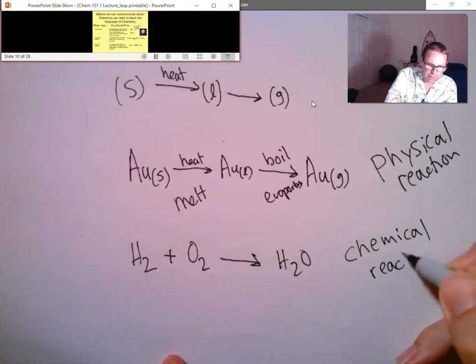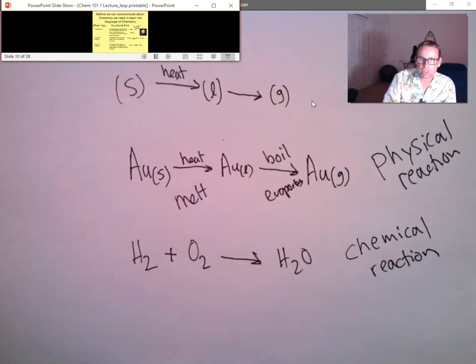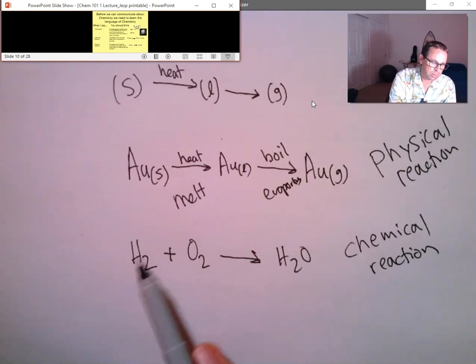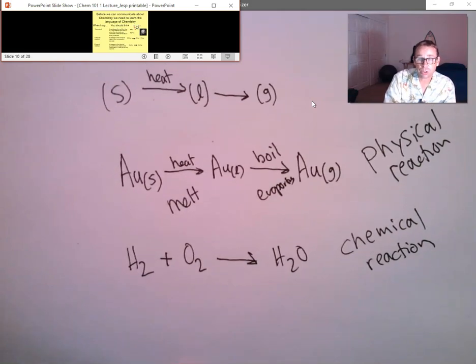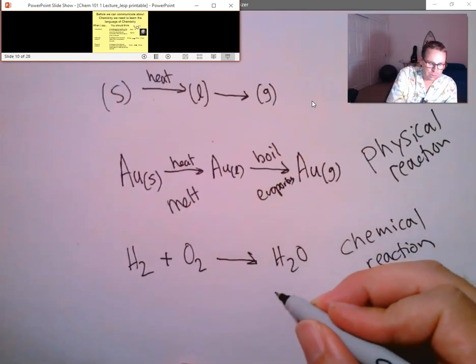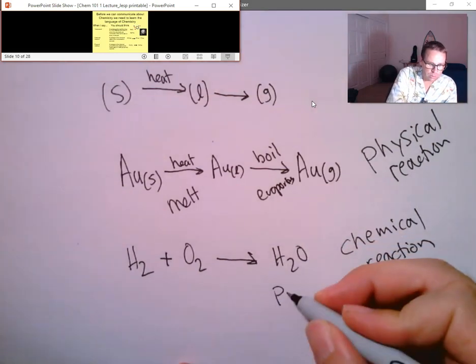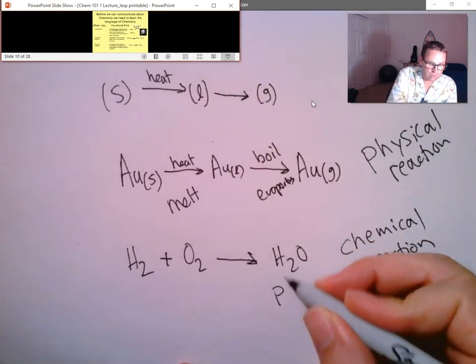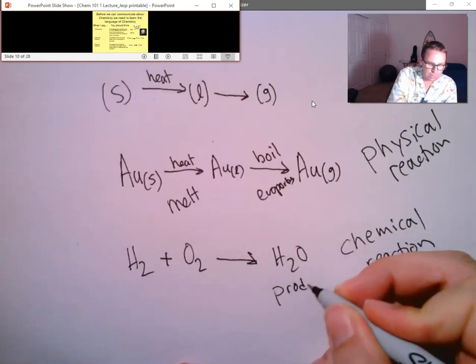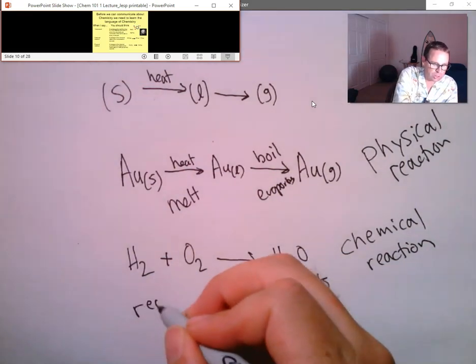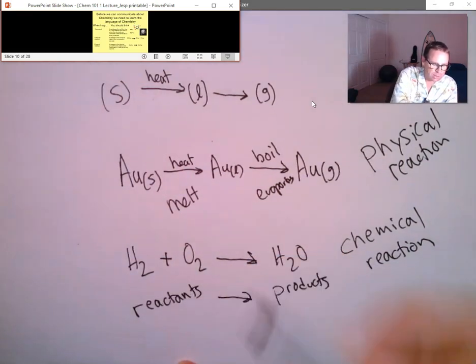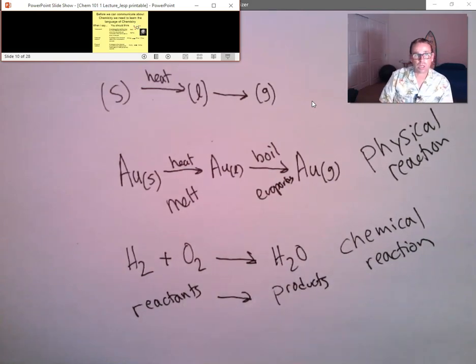Chemical reaction. Very good. A chemical reaction. And we can tell it's a chemical reaction because the elements are now interacting with each other differently than they did before. Some other terms that we want to be familiar with. This side of the arrow of our reactions, whatever's on the right is called the products. Whatever's on the left is called the reactants. The things that are reacting together to form the products.